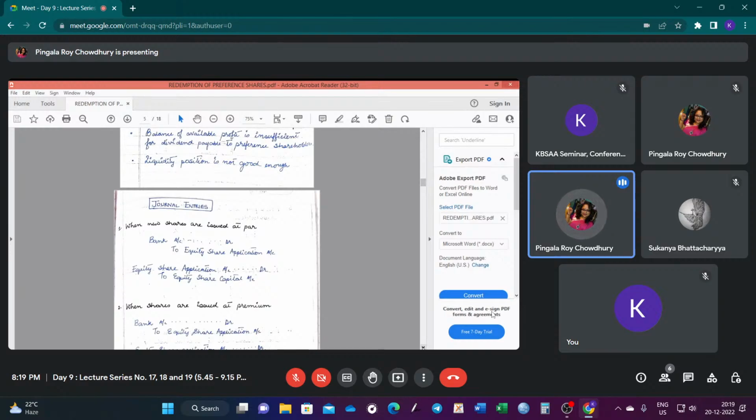Now we are creating equity share capital. So equity share application account will be debited to nullify the account and an equity share capital will be created. So the direct entry will be bank account debit to equity share capital. We are getting money against creation of equity share capital.